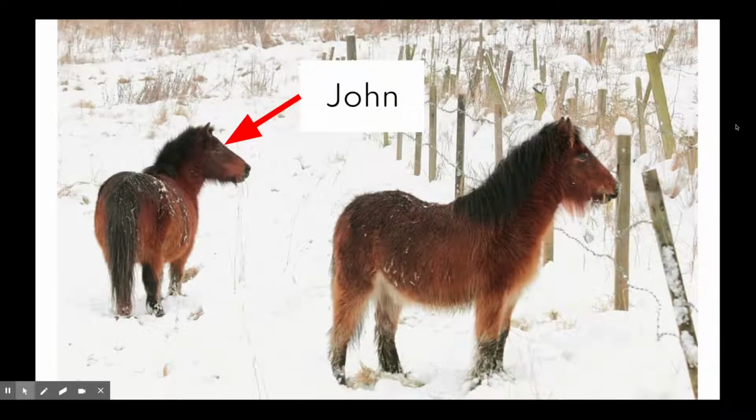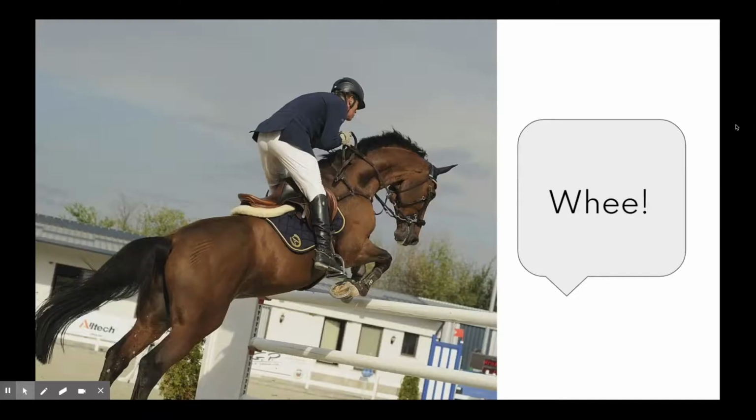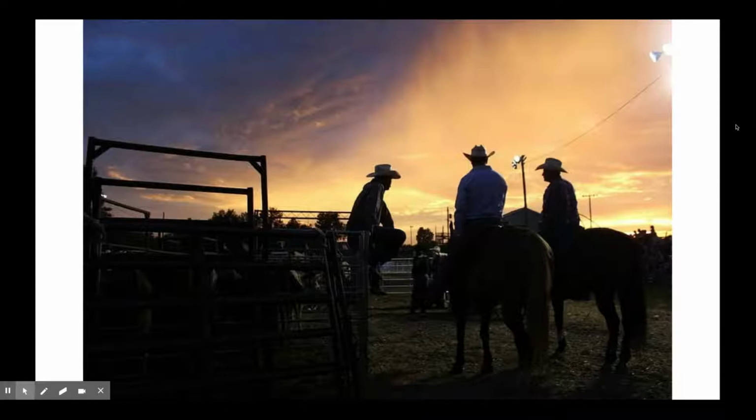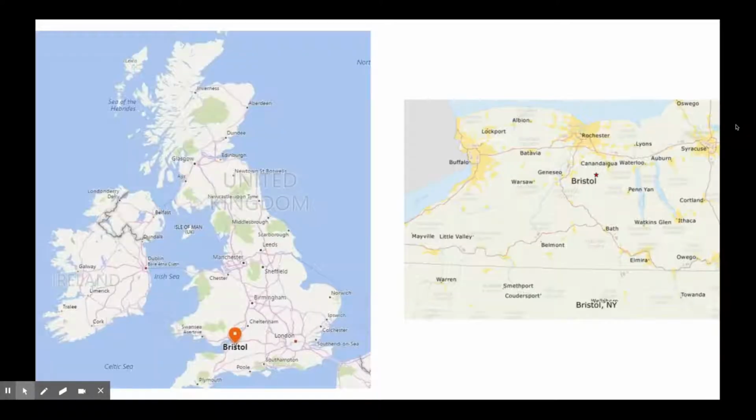I have a pony, his name is John. He has a saddle that I ride on. We ride the prairie till day is done. Then we ride back to Bristol to my father's farm.